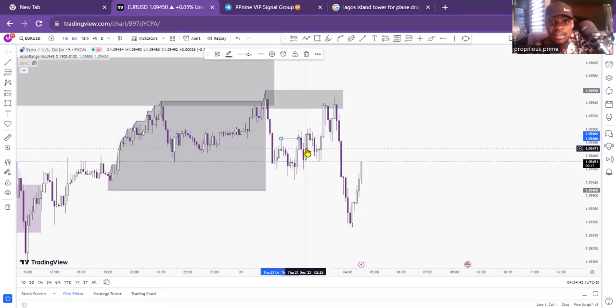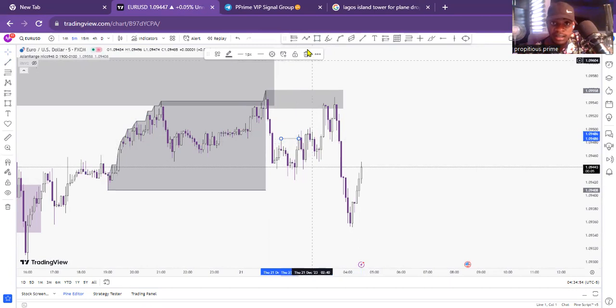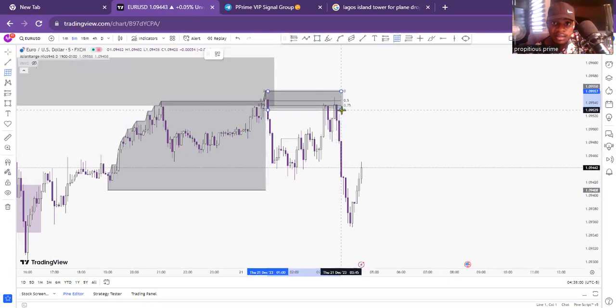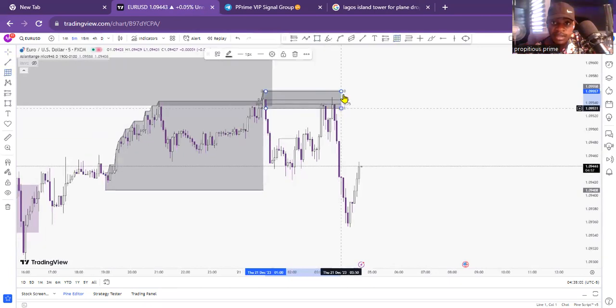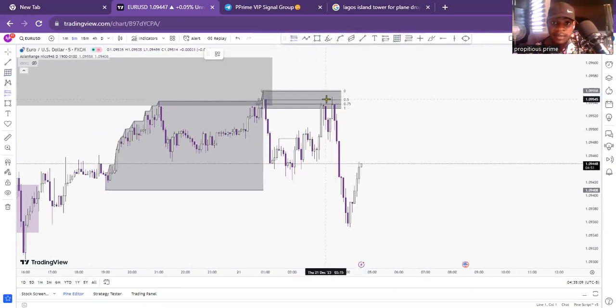And then after that, we had this beautiful buy candle that took out this inducement. And immediately I saw that, I knew that, yes, this is going to work for me. And then I used my Gamebox, placing my 50% into this area. And then I took on my sells, placing it by my 50%.